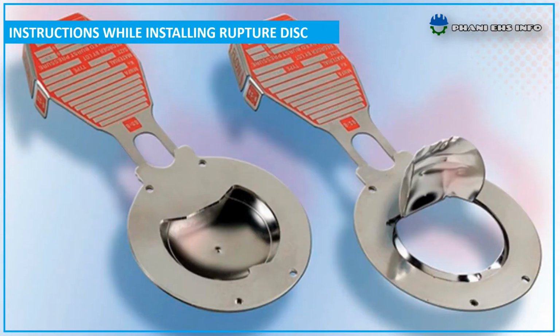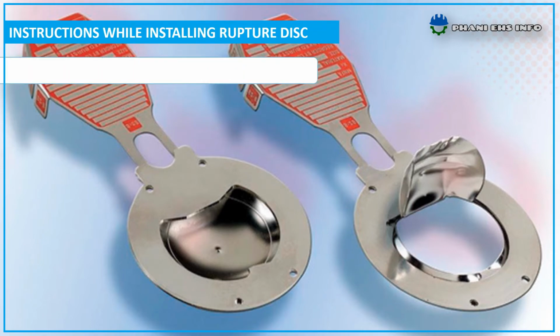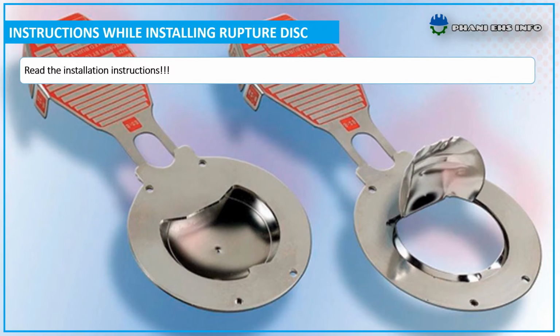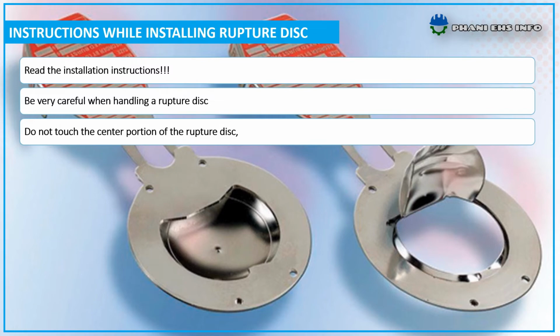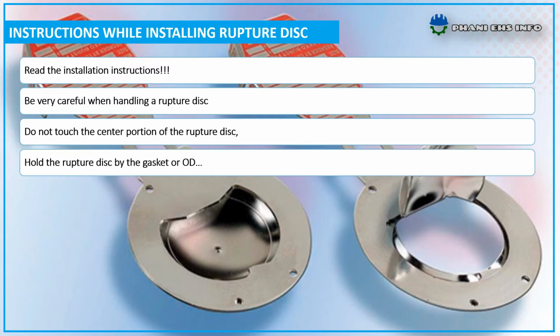Next one, instructions while installing a rupture disc. There are very simple instructions we have to follow while installing rupture disc. First of all, read the installation instructions. Be very careful when handling a rupture disc. Do not touch the center portion of the rupture disc. Hold the rupture disc by the gasket.